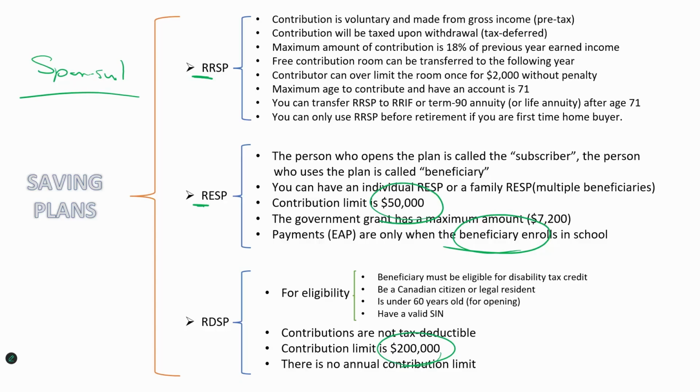So RSP, RESP, and RDSP, these are the most important notes that you have to know, just to save time in the exam so that you don't need to be searching about these. It's going to help you a lot. Let's talk about income funds. Well, not really income funds, other types of accounts as well. One of them is called TFSA, the tax-free savings account.